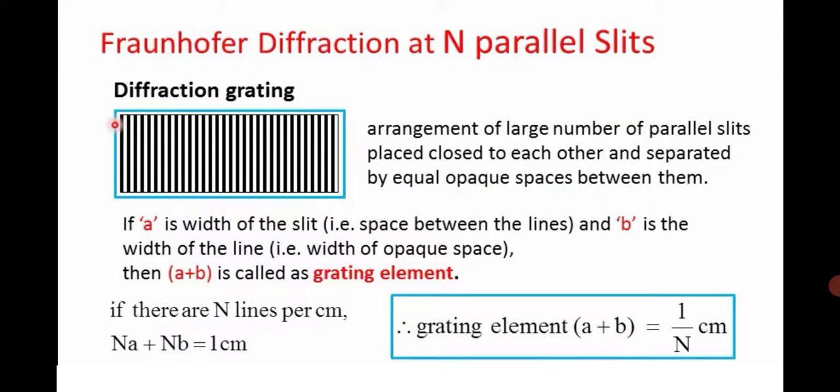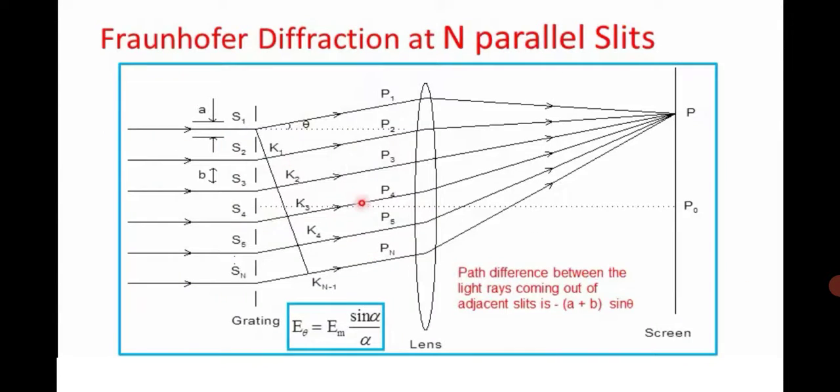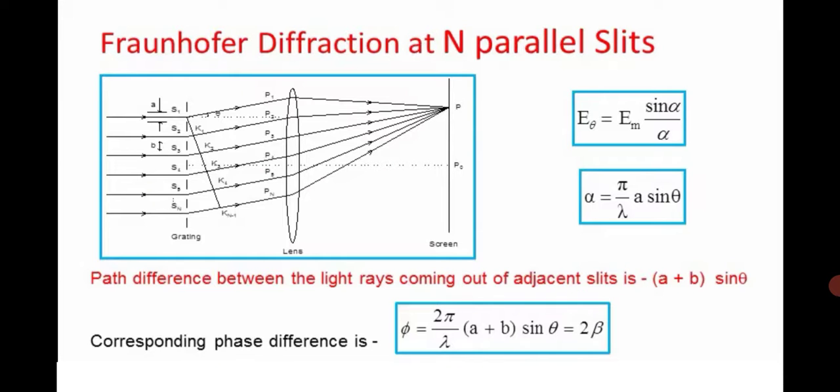If a number of slits are drawn on a glass plate at a very small distance, that element is called a diffraction grating element. The grating element is given by the distance between a transparent line and an opaque line, so a plus b is equal to 1 upon n centimeters. As we know, diffraction is due to a single slit. Now if a number of slits are parallel to each other, what will happen?